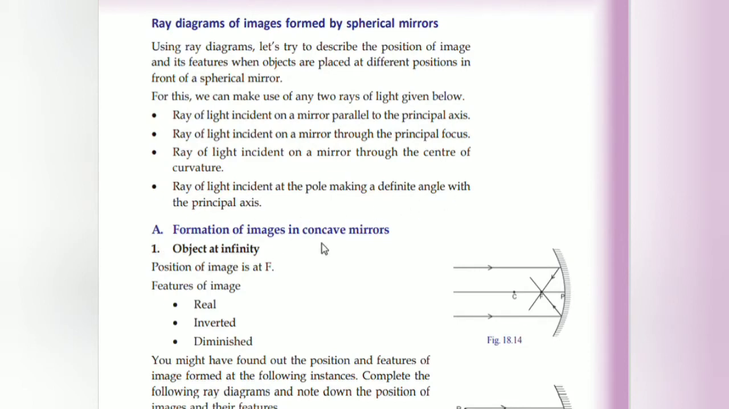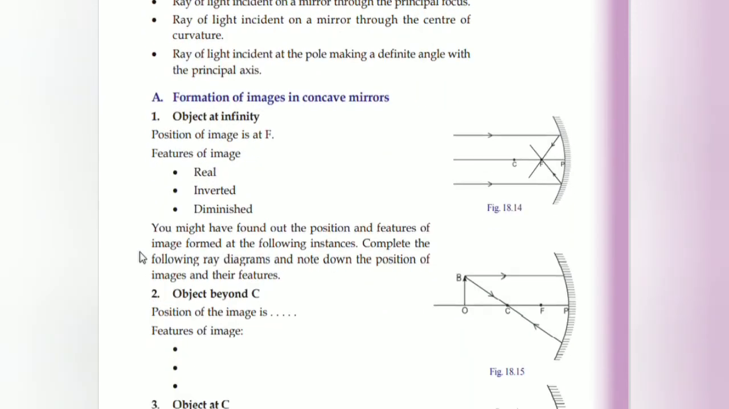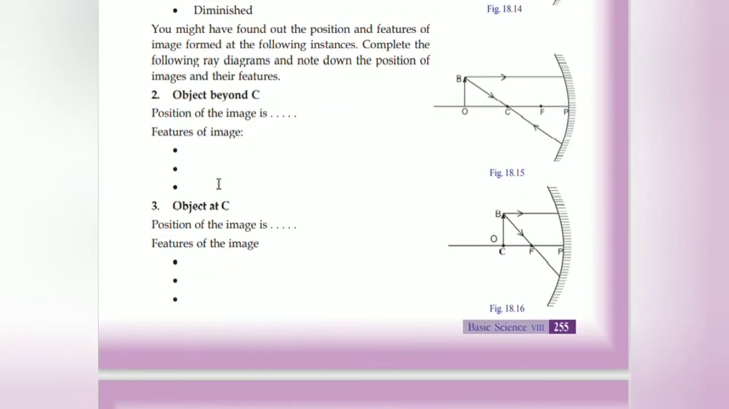Formation of images in concave mirrors. എന്തൊക്കെയുള്ളത്? Object at infinity. പിന്നെ position of image is at F. Features of images എന്ന് പറയുമ്പോൾ real, inverted, diminished. You might have found out the position and features of the image formed at the following instances. Complete the following ray diagrams and note down the position of the images and their features.